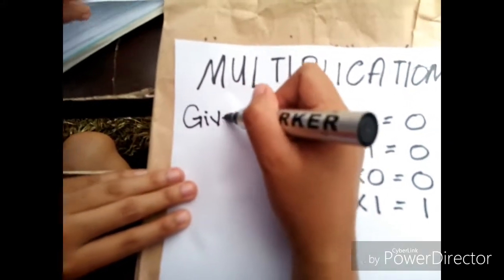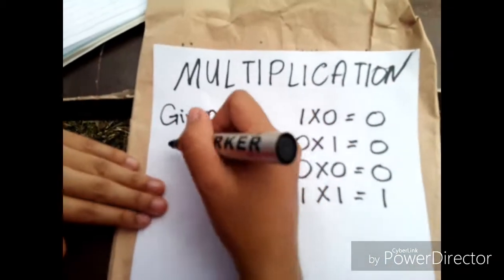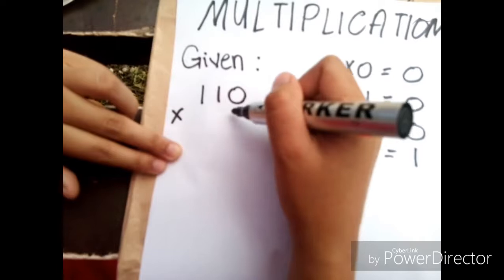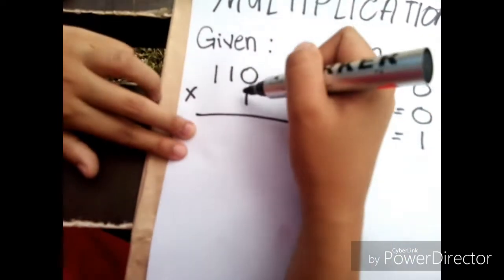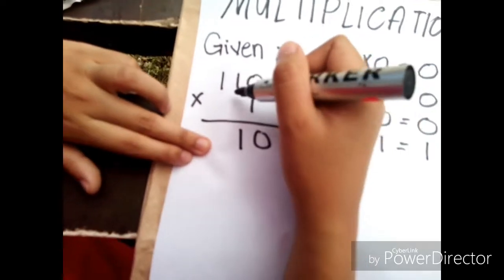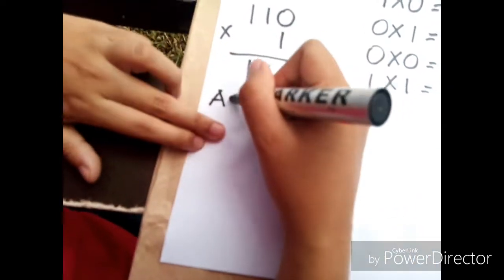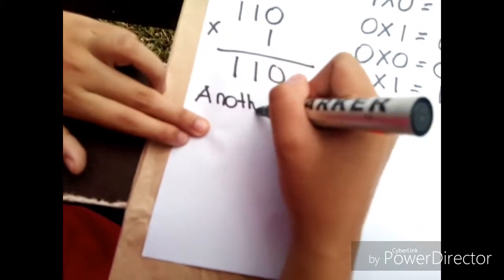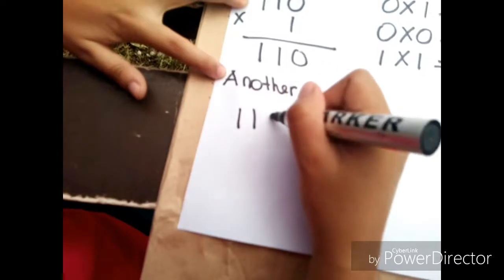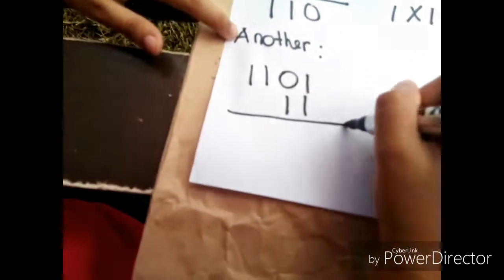Sample. The given would be 1, 1, 0 times 1. So 1 times 0 equals 0, 1 times 1 equals 1, 1 times 1 is equal to 1. So another example to be mastered: 1, 1, 0, 1 times 1, 1.